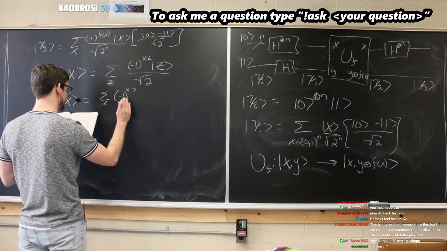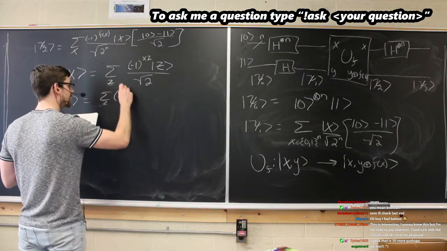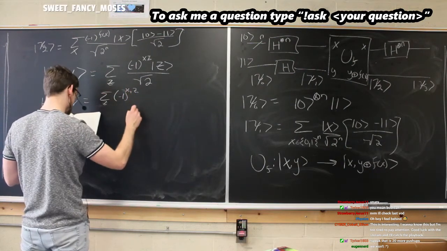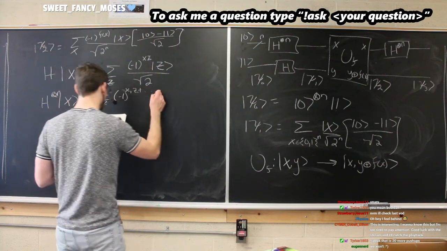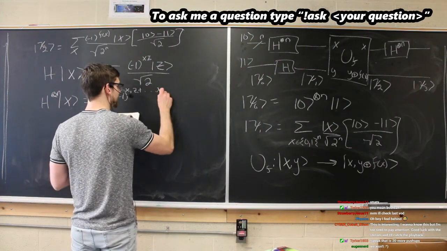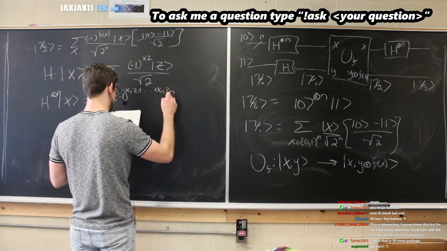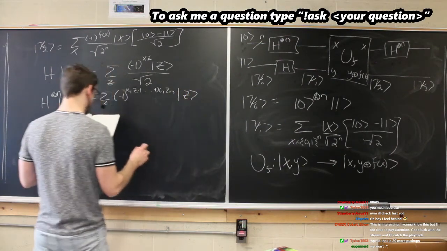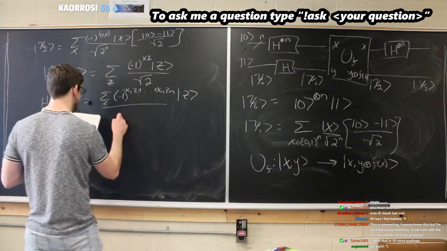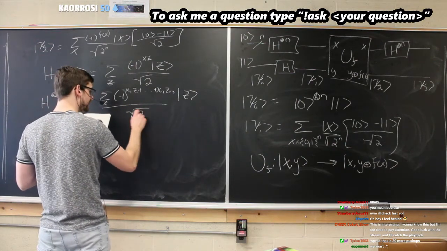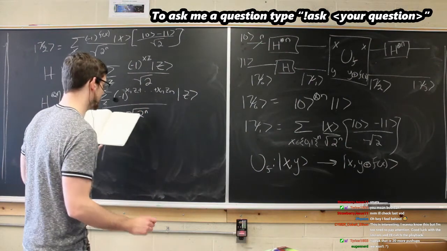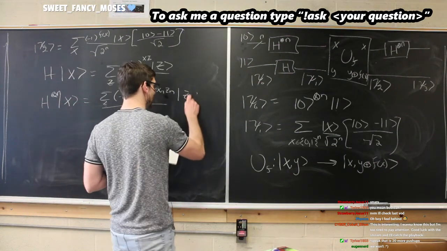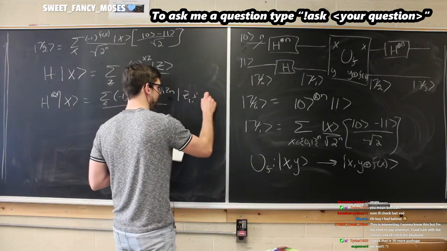Oh wait, I missed it. Hold on. I skipped a step. We're at x1 z1 plus dot dot dot xn zn, all applied to the z gate, divided by square root of 2 to the n, and the z is going to be z1 through zn.